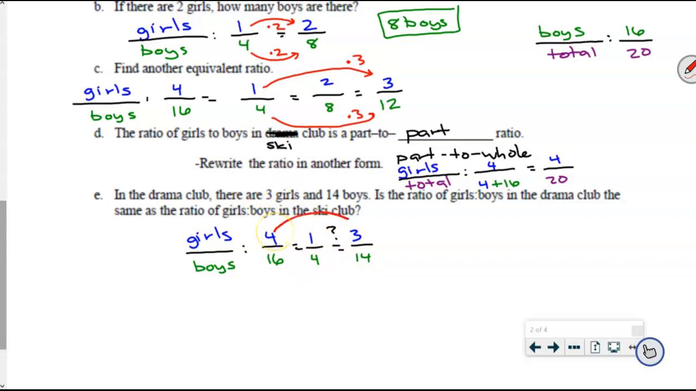Do I know how a 4 changes to a 3? No, nor do I really want to try and figure that out. But I know how a 4 changed to a 1. So now I can use that quick fact. How does a 1 change to a 3? We would triple it, multiply it by 3. So if this were equivalent, then I would take the 4 and multiply that by 3, and I would get 12, not 14. So is this an equivalent ratio? The drama to the ski club? No.